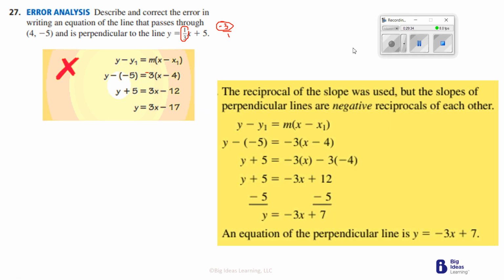And we're going to move this. It says the reciprocal of the slope was used, but the slopes of perpendicular lines are negative reciprocals of each other. So it should have been a negative 3, just like I said, right? And that would have gave us a negative 3x plus 12, not 3x minus 12. And this would have caused our negative 5 when we subtracted to be subtracted from 12, which would have gave us 7, right? And we would have got y equals negative 3x plus 7 instead of y equals 3x minus 17.